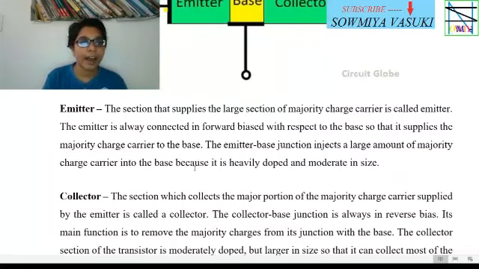Okay, let's see that. First one is the emitter. The section that supplies the large portion of majority charge carriers is called the emitter. The emitter is always connected in forward bias with respect to the base and it supplies the majority charge carriers to the base. The emitter base junction injects a large amount of majority charge carriers into the base because it is heavily doped and moderate in size.